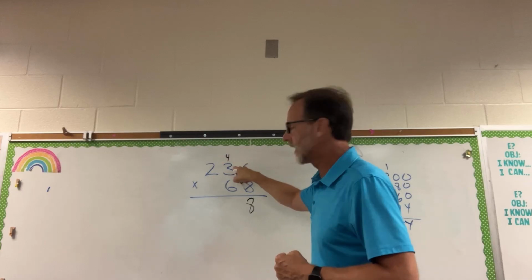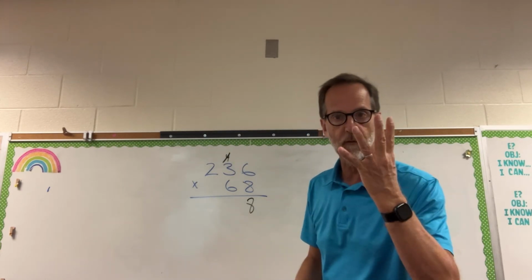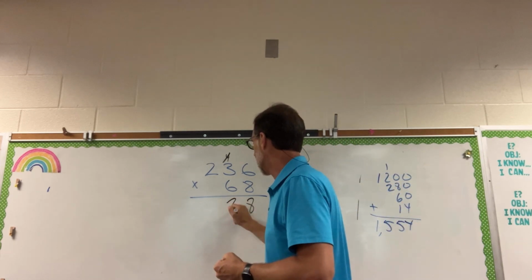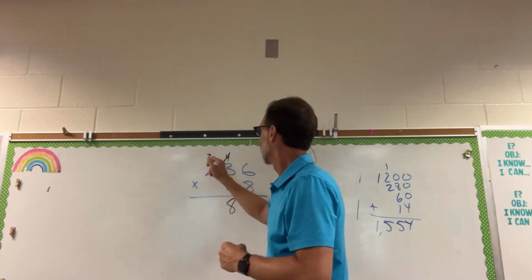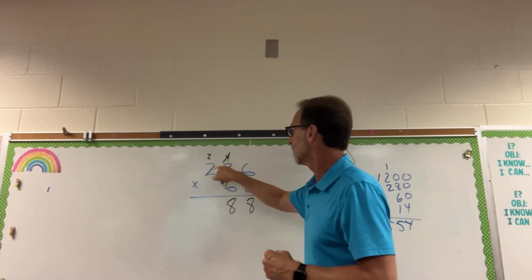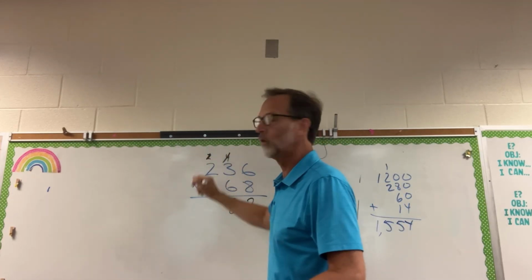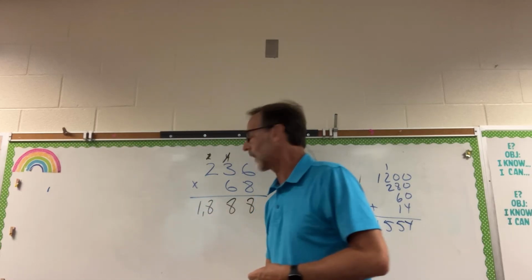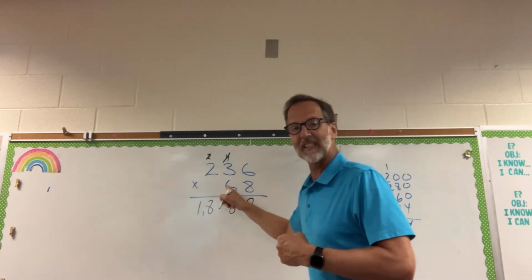8 times 3, 24, plus, cross it out, plus 4 more. 24 plus 4, 28. We're going to leave the 8. Where's that 2 going to go? Above the 2. Good. And now 8 times 2. What's 8 times 2? 16 plus 2 more. Cross it out. 16 plus 2 is 18. So we get 1,888.